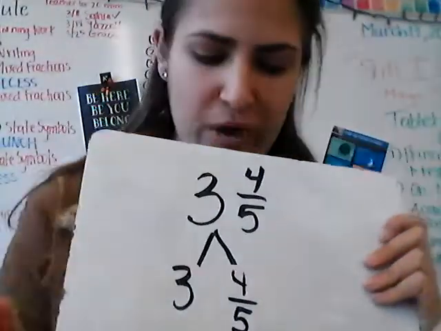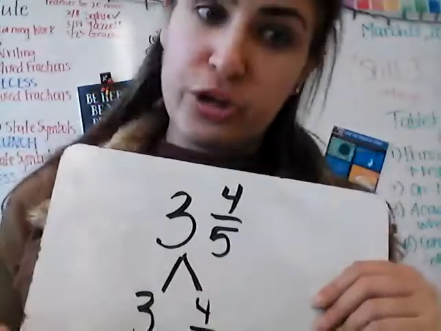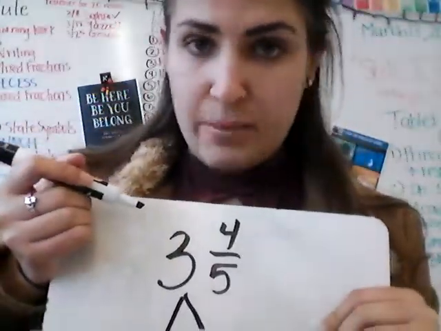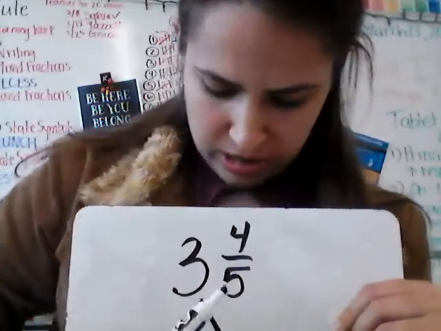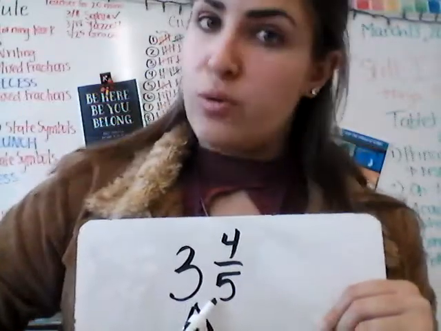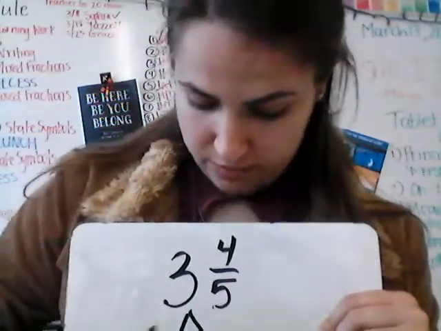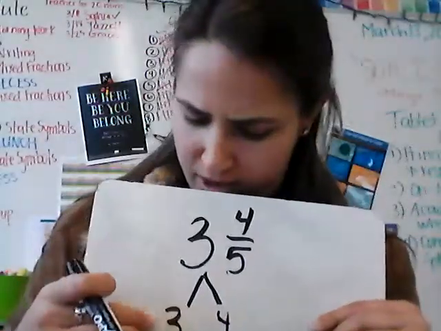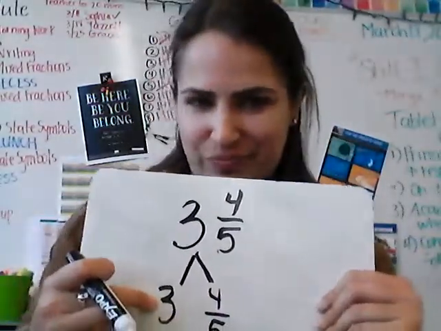Now I want you to think about what unit we are using. We're going to change 3 4/5 into an improper fraction. So we want to look at the unit of the fraction, which is fifths. So we know that our improper fraction is going to contain the unit fifths. The first thing I want you to do is think about how many fifths.